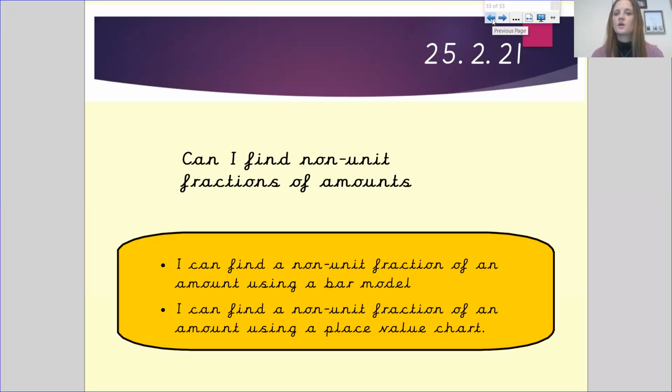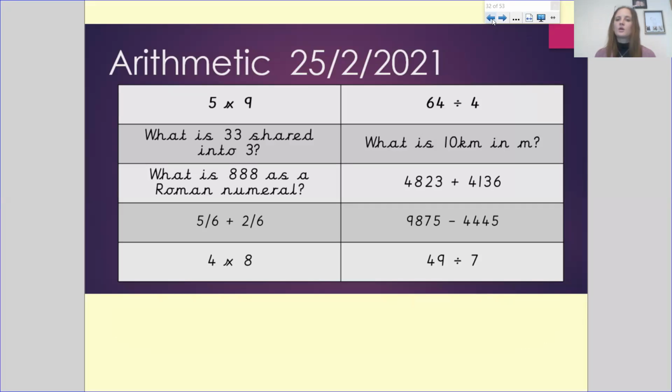But before we start that, let's go through our arithmetic. As we do in all our lessons, I'm going to give you a bit of time to answer these questions, and then we will go through the answers together. So pause the video now, work out these 10 questions, and then when you unpause the video, the answers will be there, and then we will go through them. So pause your video now.